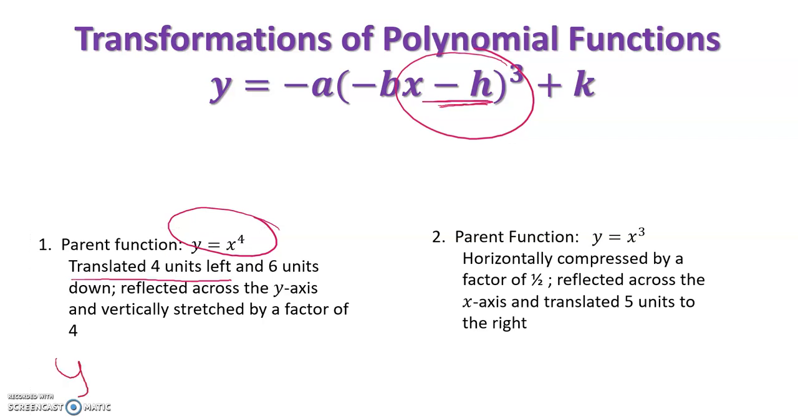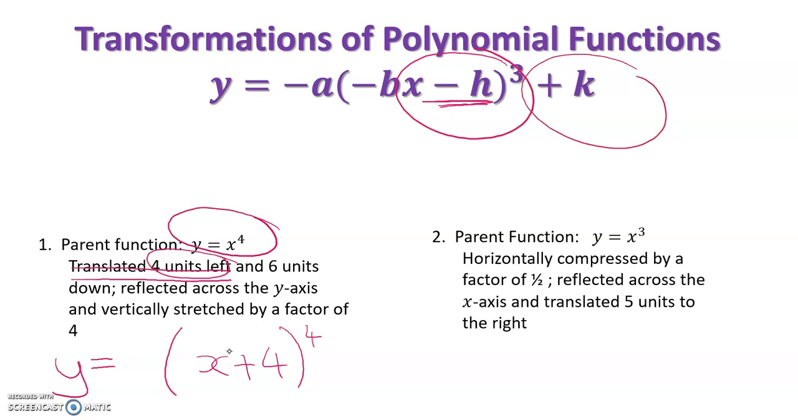So we have y equals, I'll leave a gap in case we need to put something at the front, then an x. I should leave a gap there too, in case we need to. So the opposite of left is right, so that would be positive 4. We know it's to the power of 4, so we've done the translation 4 units left. 6 units down, that's k. K is our translation in the y direction, so minus 6.